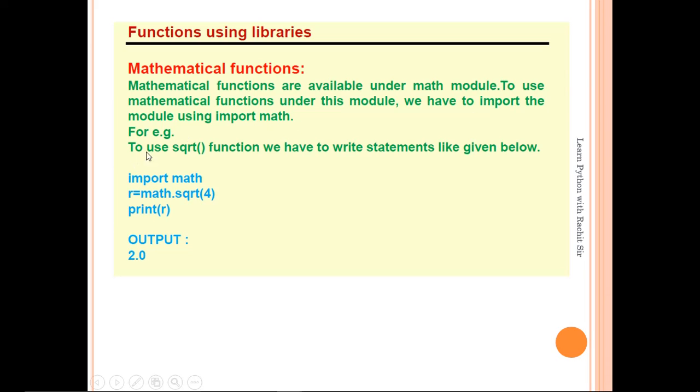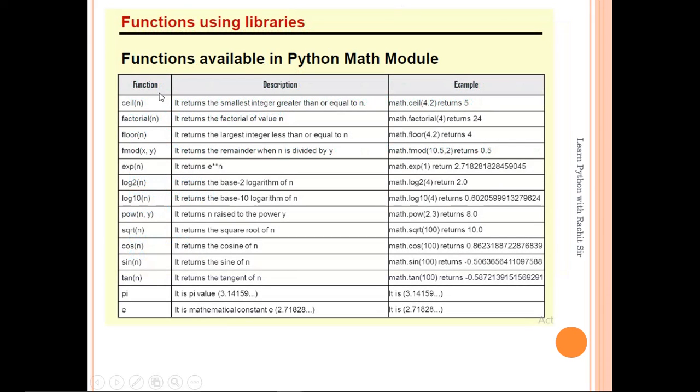For example, to use the sqrt function, which is for square root, we have to write a statement like the one given below: import math, r is equal to math dot sqrt 4. I want the square root of 4, so for it I write this line. Then if I print the value of r, I will get 2, because the square root of 4 is 2. Some functions available in the Python math module are in this list.